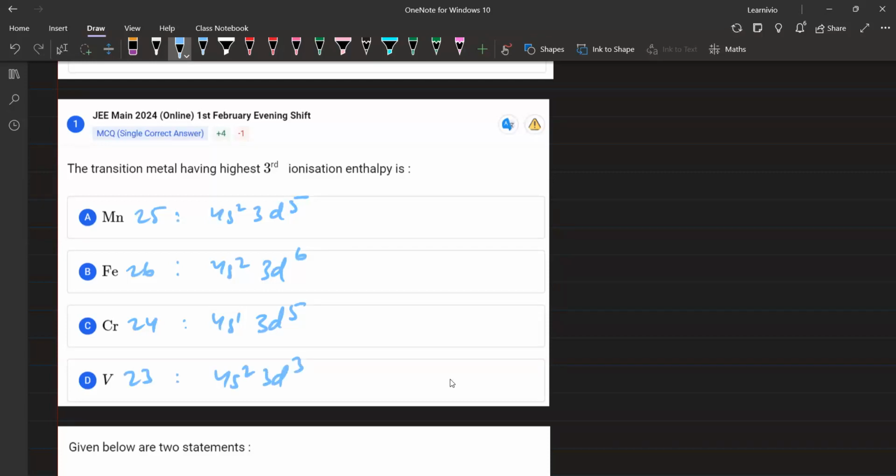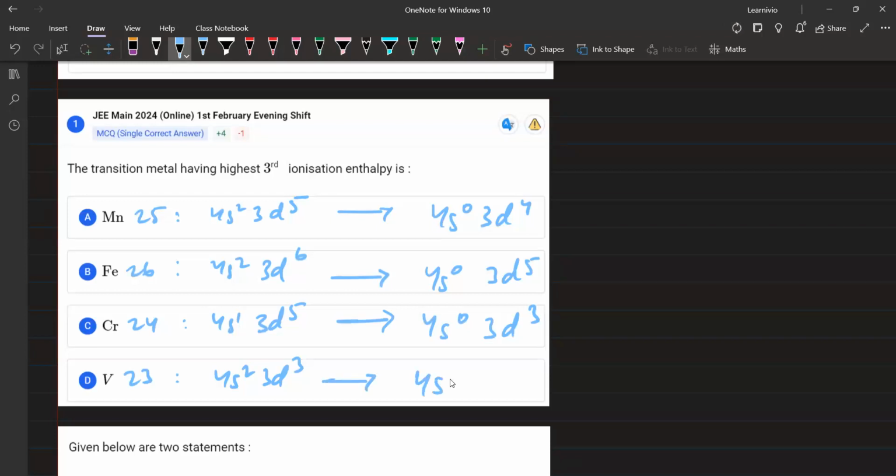Okay, if you remove 3 electrons, please remember you have to remove electrons from the s subshell first and then the d subshell. So this will become 4s0 3d4. This will become 4s0 3d5. This will become 4s0 3d3. And this will become 4s0 3d2. Okay. Now let us compare each and everything.